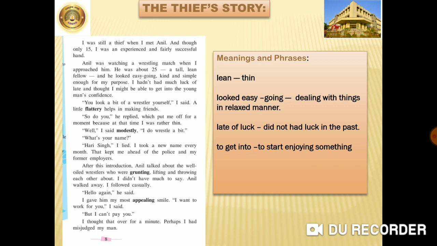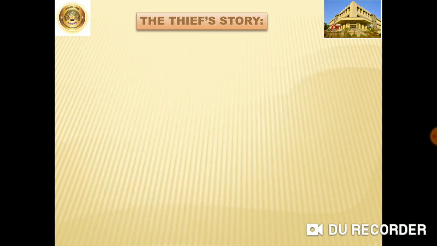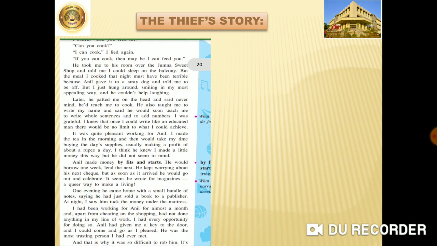I thought that over a minute, perhaps I had misjudged my man. Now a thought came in the mind of Hari Singh that, arey, this fellow is not a rich person. How will I rob him? So I misjudged him. Next he says, I asked, can you feed me?